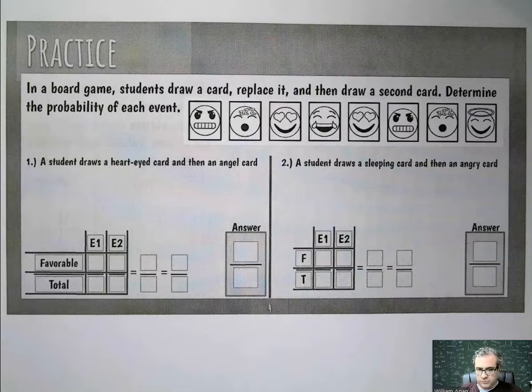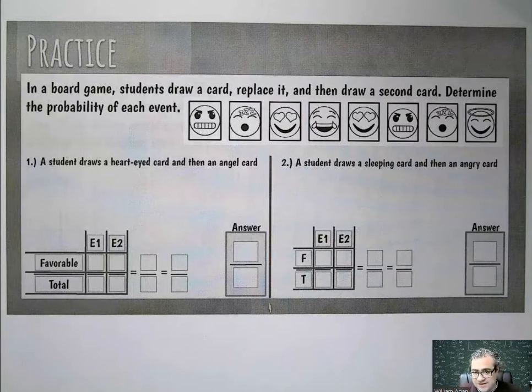All right, everything that we're doing today is called compound probability. Compound means there's more than one event, more than one thing is happening. So on this one, it says it's a board game, students draw a card, put it back, and then draw another card. That's two events, two things that are happening that you can measure the probability of.